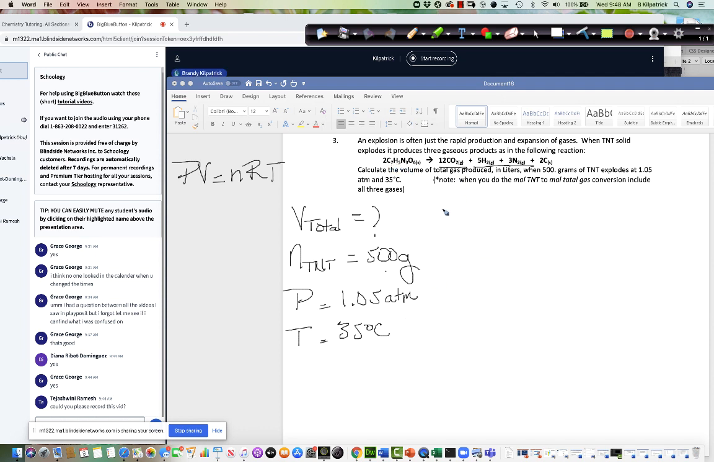So we're going to go from our starting amount, which is 500 grams of my TNT. Okay, still have to go to moles. Anytime you're going from one substance to a different substance, you have to go to moles. So the first step, get moles of what you have.